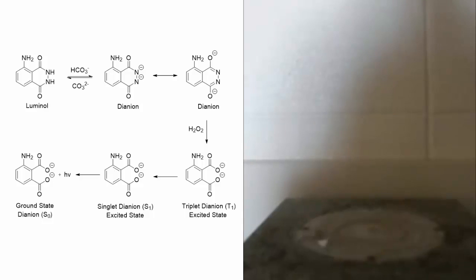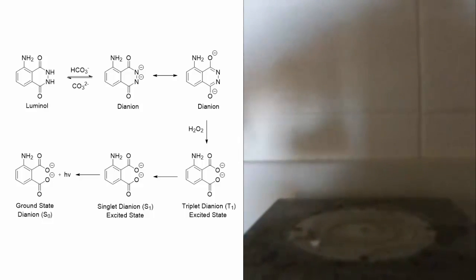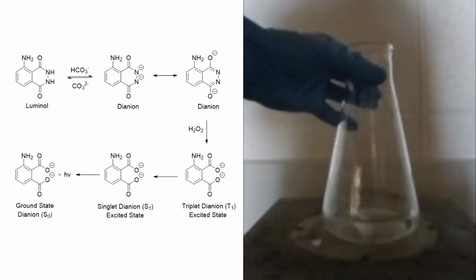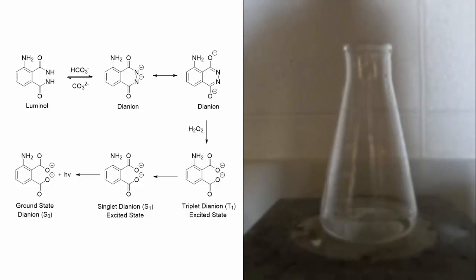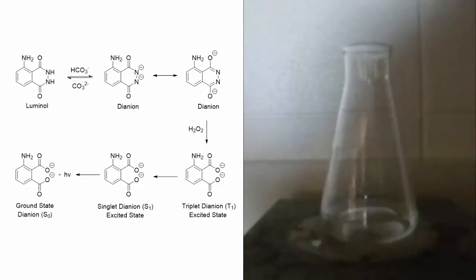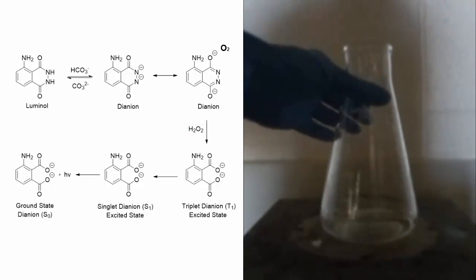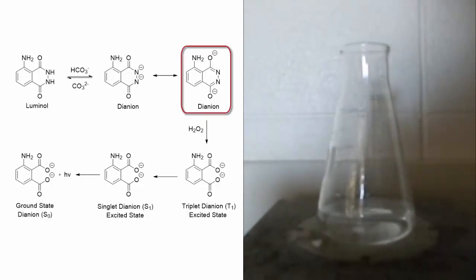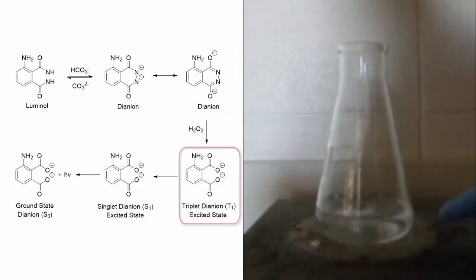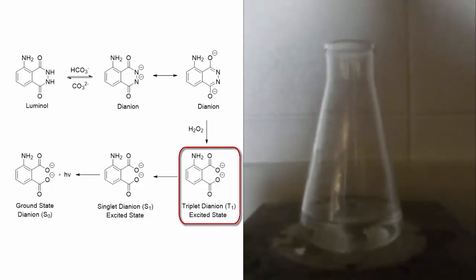Now to the cool part, the actual demonstration of luminol phosphorescence. I've just placed a beaker onto the stir plate with just about 100 milliliters of water. Right now I'm adding hydrogen peroxide, 3%. It's the same concentration as what you can buy in the grocery store. That's going to be the source of molecular oxygen that reacts with the third complex shown, the dianion, to give you your triplet dianion that will eventually phosphoresce.